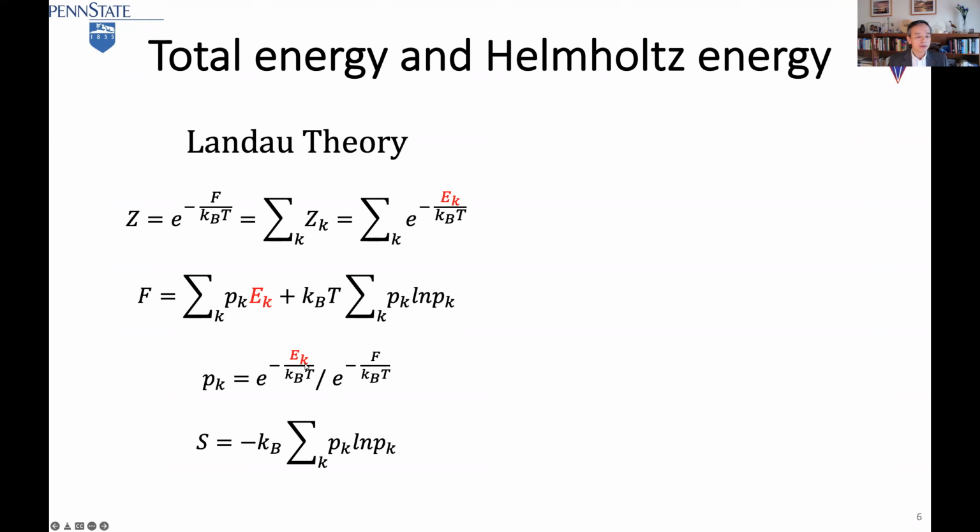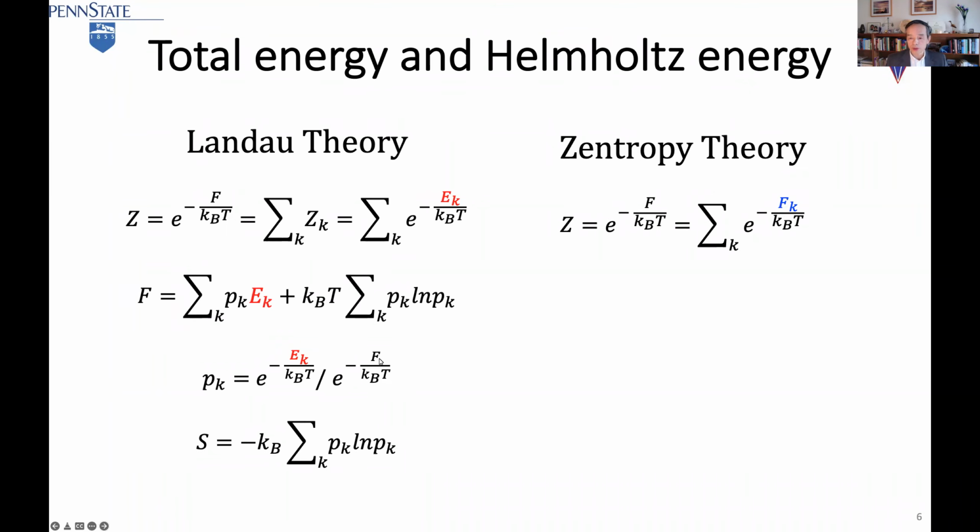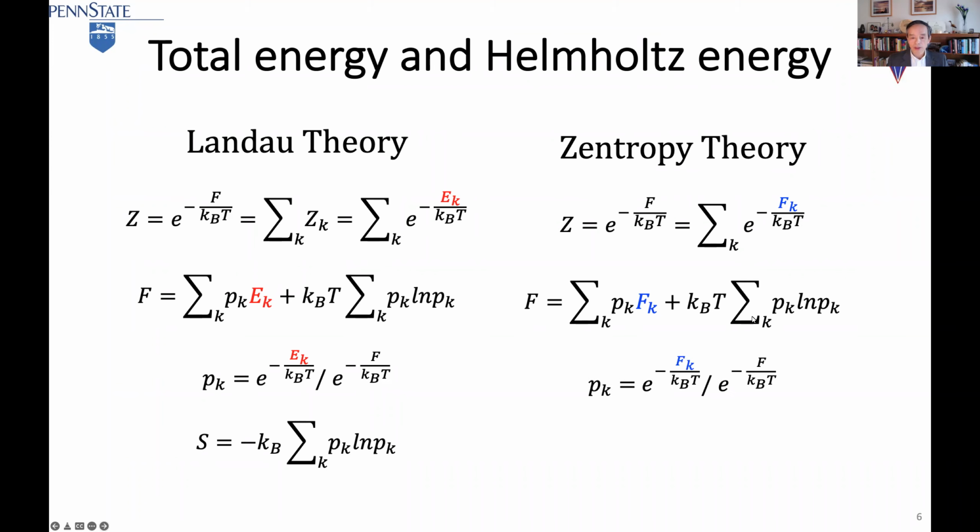Now you see that they have the total energy here and the free energy there. In our approach, we start with the free energy. We postulate that for each microstate we should use the free energy instead of the total energy. Then our total free energy of the system is given by the free energy of each microstate and the configuration entropy among the microstates. Of course, then our probability is different and the entropy is different. So the difference is this term, right?